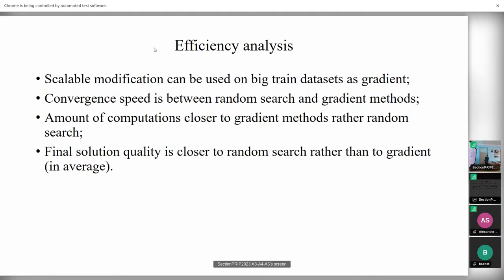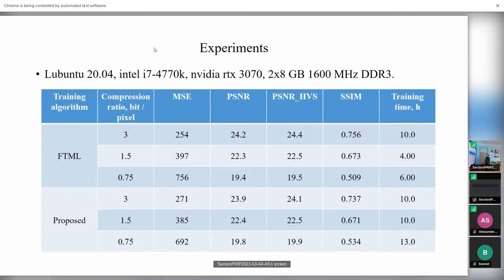The amount of computations is closer to gradient methods rather than to random search, because we significantly reduce the amount of iterations and the amount of computations at each iteration. And final solution quality is closer to random search rather than to gradient descent on average, of course, because we cannot guarantee it. Next slide, please.